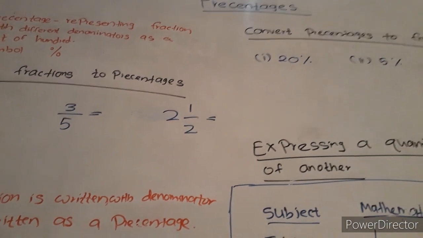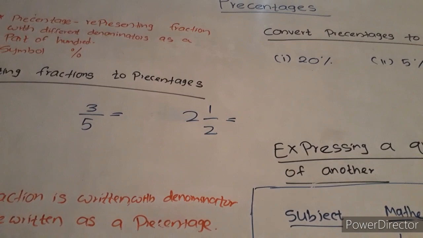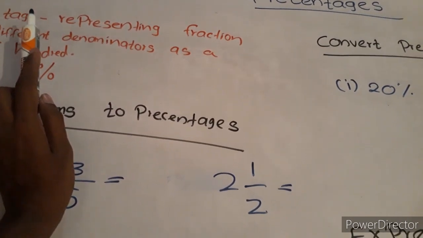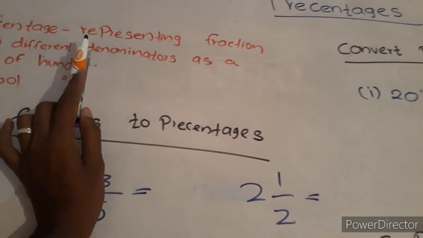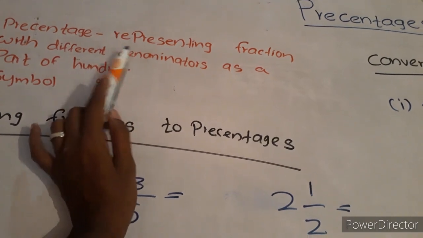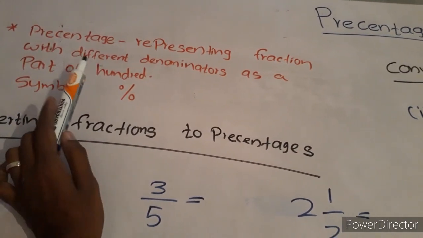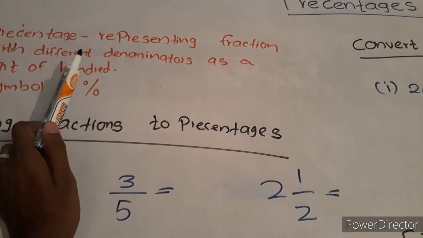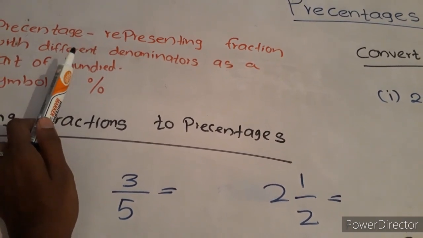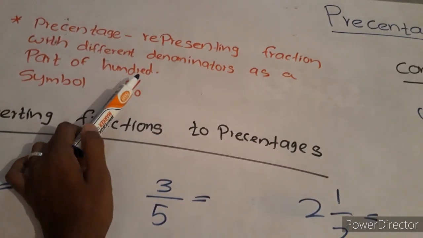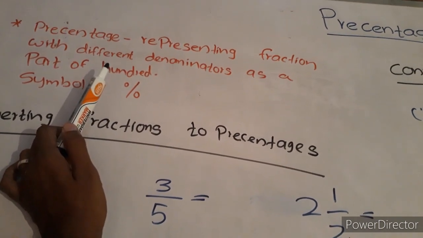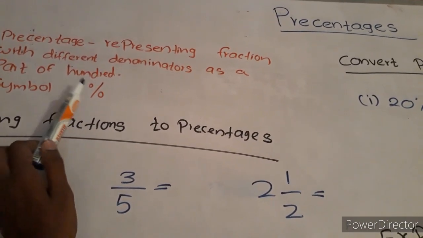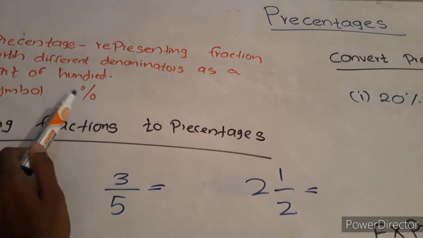First, let's see what a percentage is. A percentage is a numerical value that represents a fraction with a different denominator. As you learned in fractions, you know what the denominator is. So with 100 as the denominator, as a part of 100, we can see it as a percentage. The symbol of percentage is this. You have seen this everywhere. This is the symbol of the percentage.